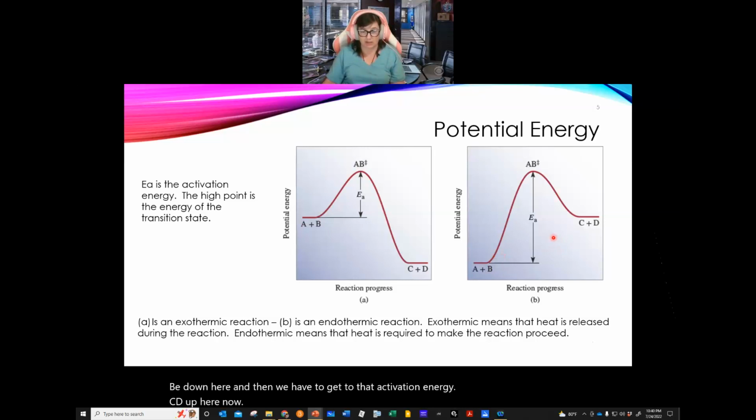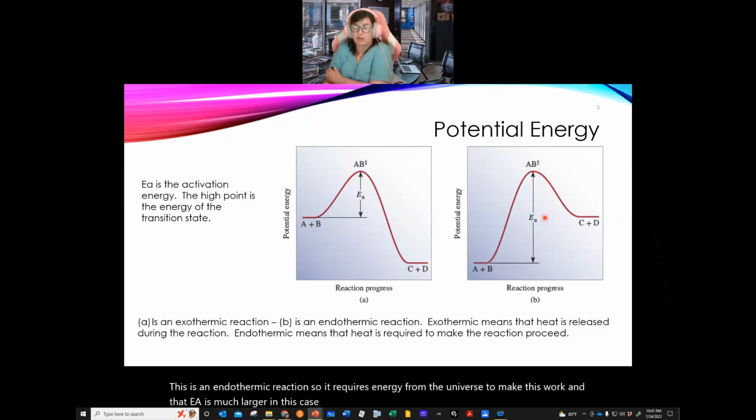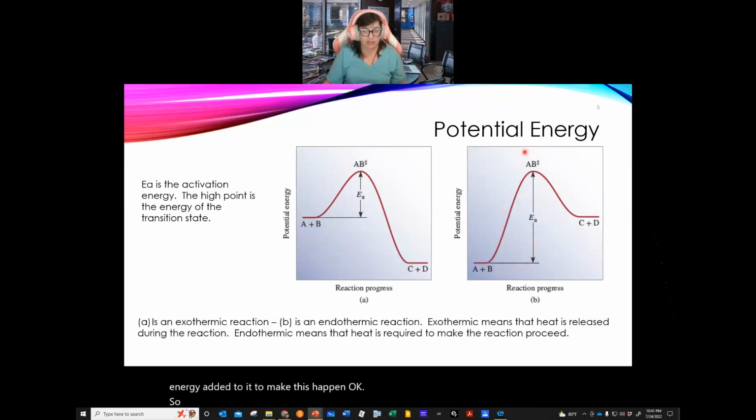So I need to add energy to this. This is an endothermic reaction, so it requires energy from the universe to make this work. And that EA is much larger in this case because it is necessary to get that much more energy added to it to make this happen. Okay. So EA is our activation energy.